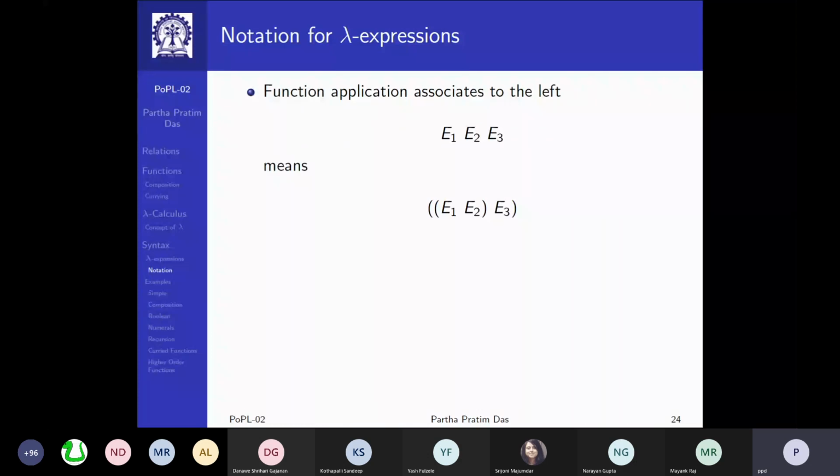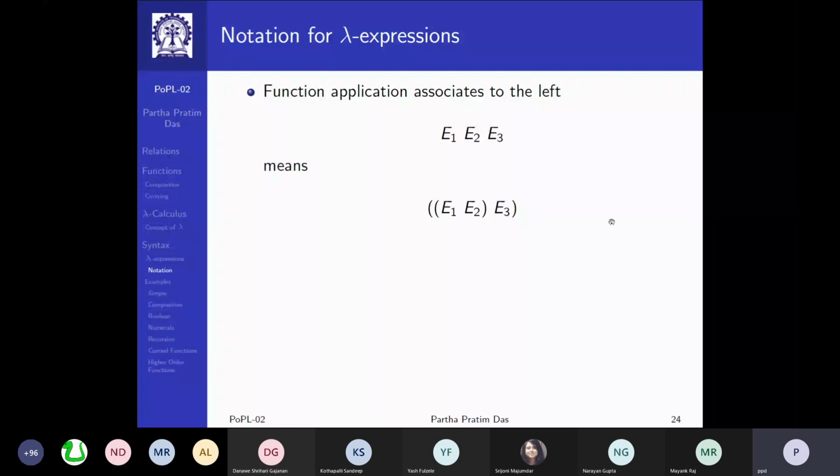Now, it is important to also note that function application associates to the left. So what is the meaning of E1 E2 E3? If I have three lambda expressions, one after the other, it means that E1 is first applied to E2, since it associates to the left, and the resulting lambda expression is applied to E3.